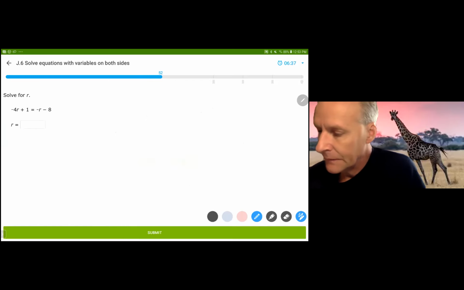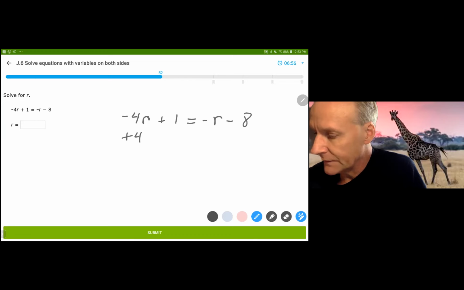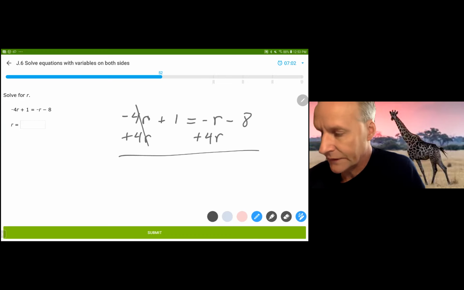In this one, I'm going to add 4r to both sides. So I'm going to go ahead and write it. It's supposed to be an r right there. Equals negative r minus 8. And I can add 4r to both sides. Again, I could have just simply added r to both sides, and it would have worked out as well.